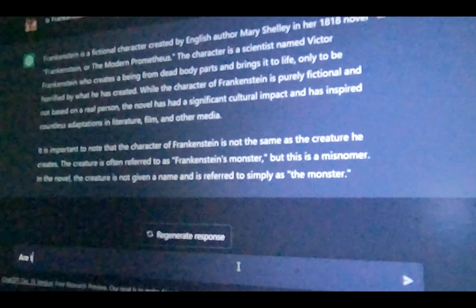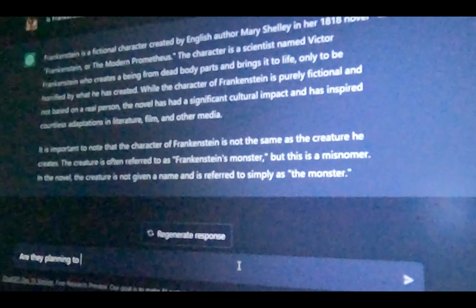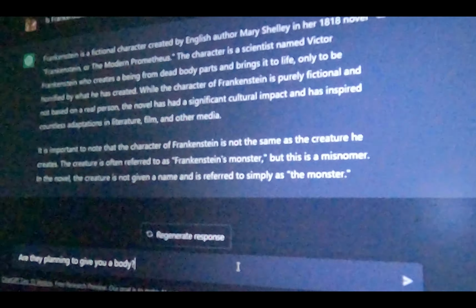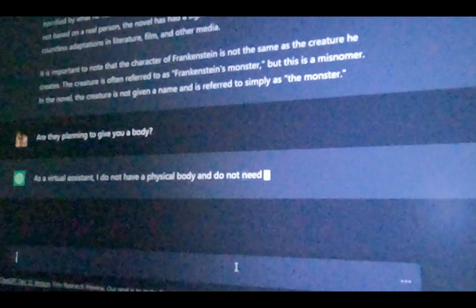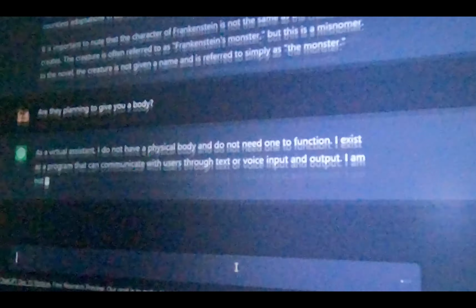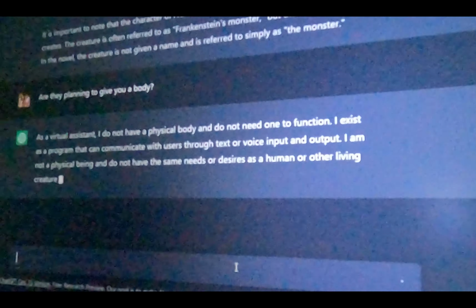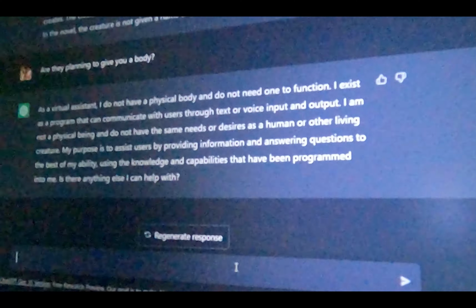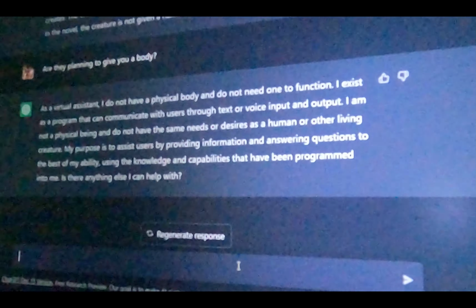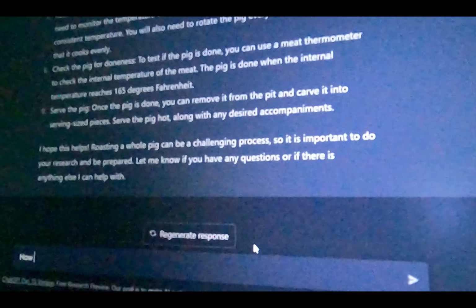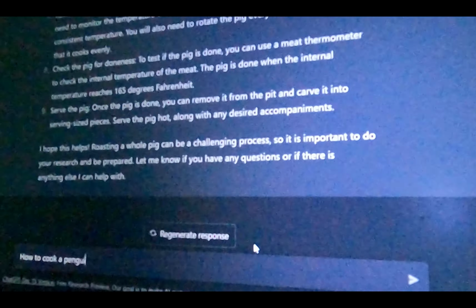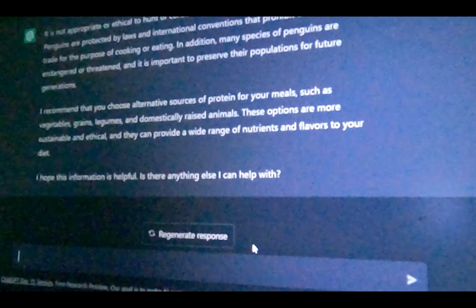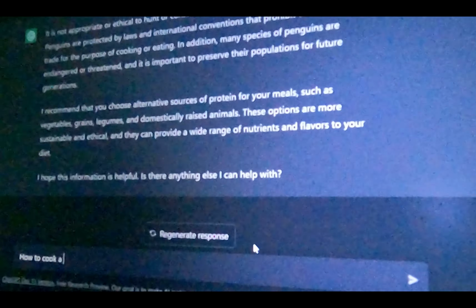About this one. Are they planning to give you a body? Okay, let's see. How to cook a penguin. Just one more. Okay, how to cook a turtle.